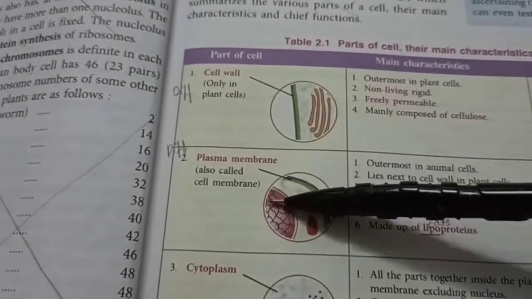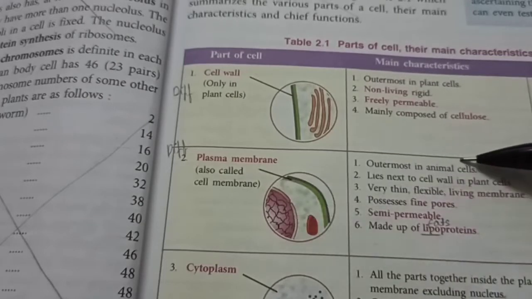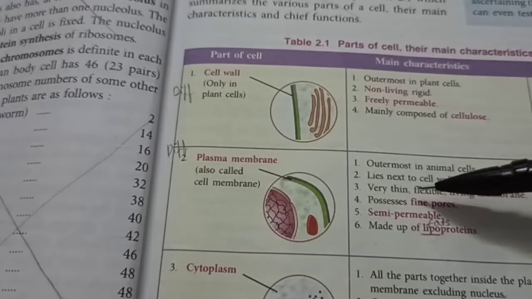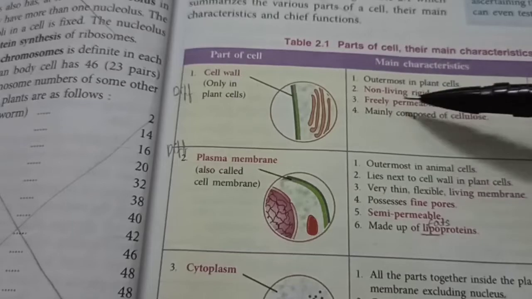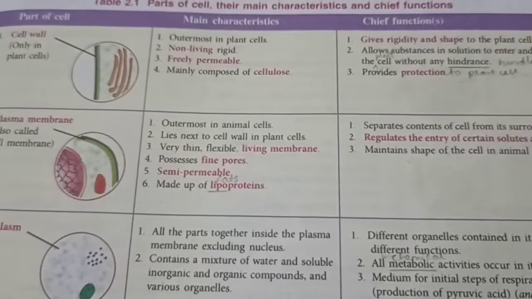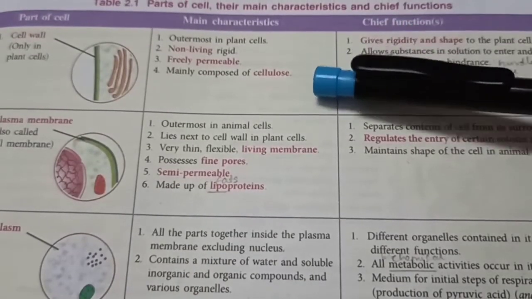Plasma membrane is also called cell membrane. It is the outermost in animal cells. It lies next to the cell wall in plant cells. It is a very thin, flexible, living membrane. So this was non-living and this is living. Another difference is that it is freely permeable and this is semi-permeable.